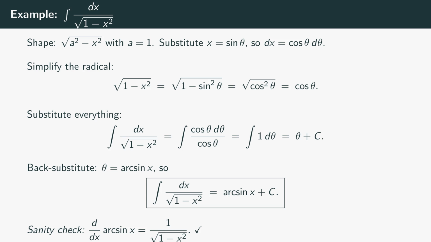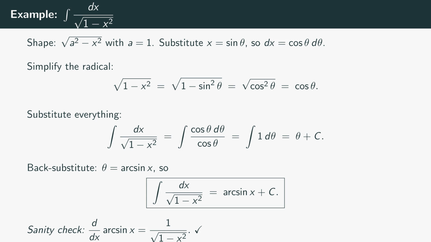Plug everything in. The radical, the square root of 1 minus x squared, becomes the square root of 1 minus sine squared theta, which by the Pythagorean identity is the square root of cosine squared theta, which is cosine theta. The square root has collapsed to one trig function. That's the entire point of trig sub.